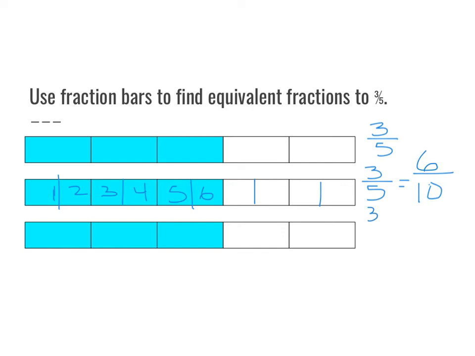In the last example, we are going to show 3/5 is equivalent to some 15ths. First question, how do you modify the fraction bar to show 15ths instead of fifths? Well, I know that 15 is 3 times as much as 5, so I would have to split each of the pieces 3 times to make 15ths.